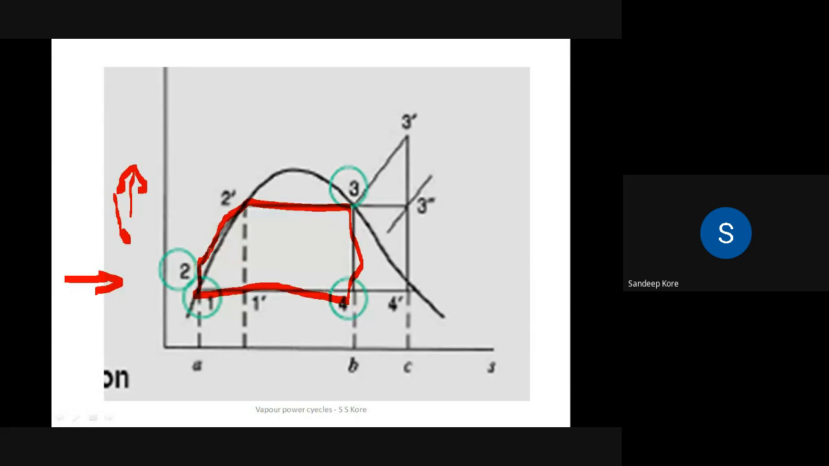So 2 to 2 dash is the heat addition at constant pressure in a boiler, which is sensible heat. 2 dash to 3 is the amount of heat addition in the boiler, and the type of heat added is called latent heat. So 2 to 3 is the amount of heat added in the boiler. Now at point 3, the turbine is going to start. So 3 to 4 is the expansion of steam in a turbine, and we are getting the power output.